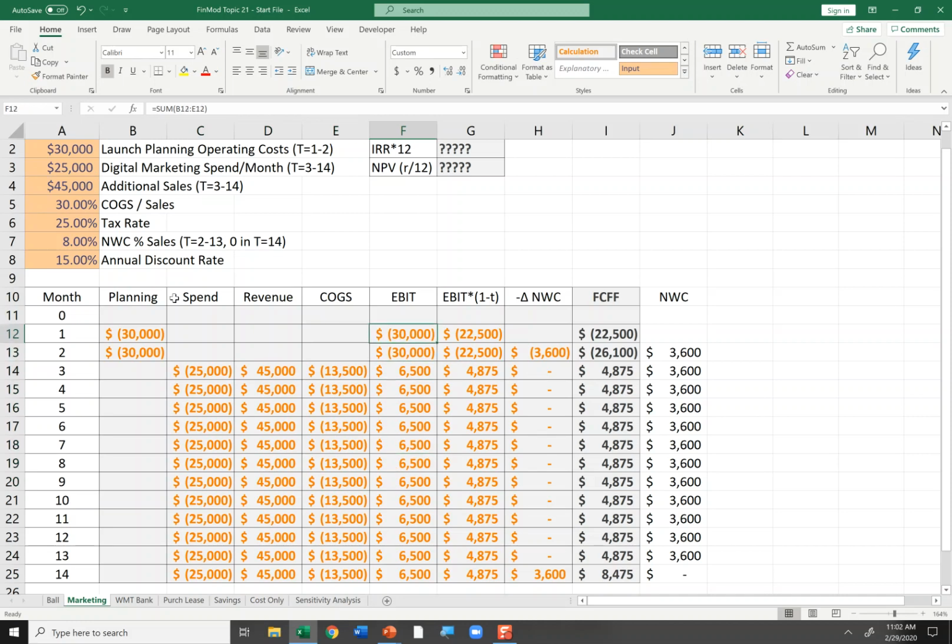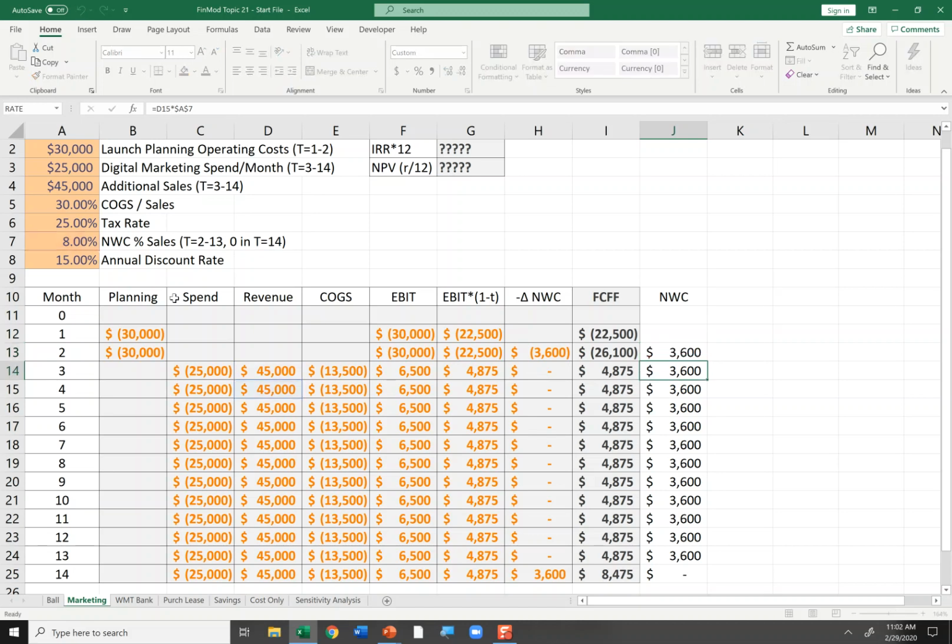So here's my EBIT of my digital marketing plan. It's going to cost me $30,000 in Opex for the first 2 months to develop this plan. And then my net EBIT is going to be $6,500 a month for the next 12 months. I then take that after taxes. And I have an assumption here that net working capital is equal to 8% of sales, and it starts in month 2, and it's based on the next month's sales.